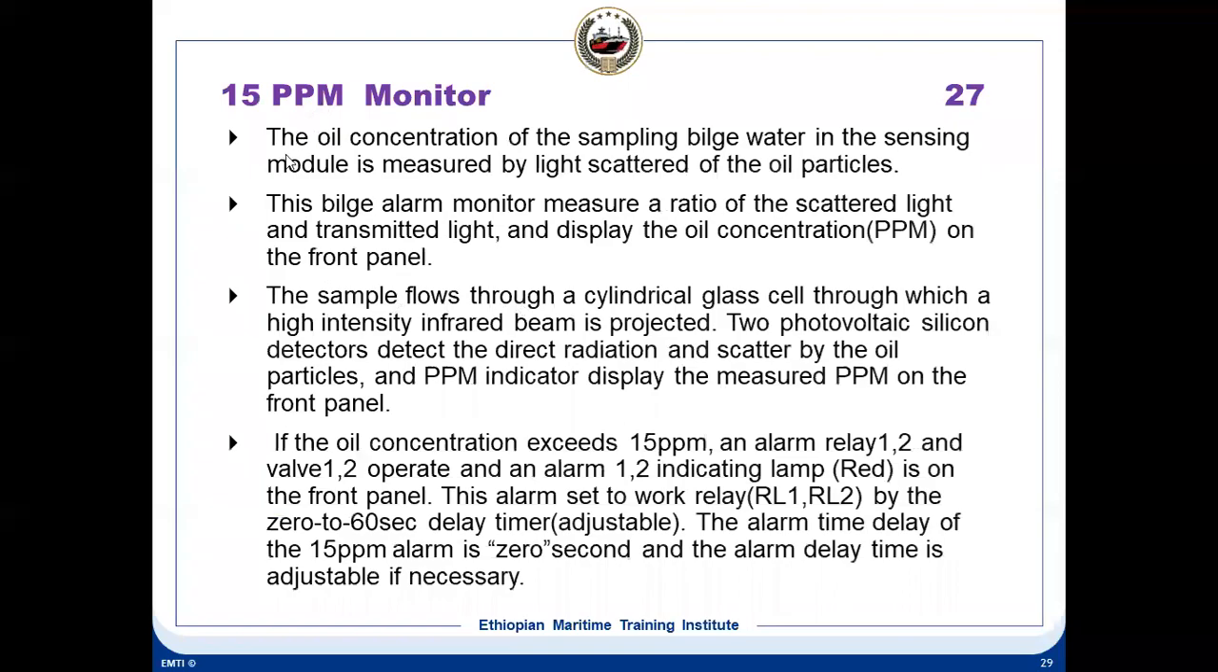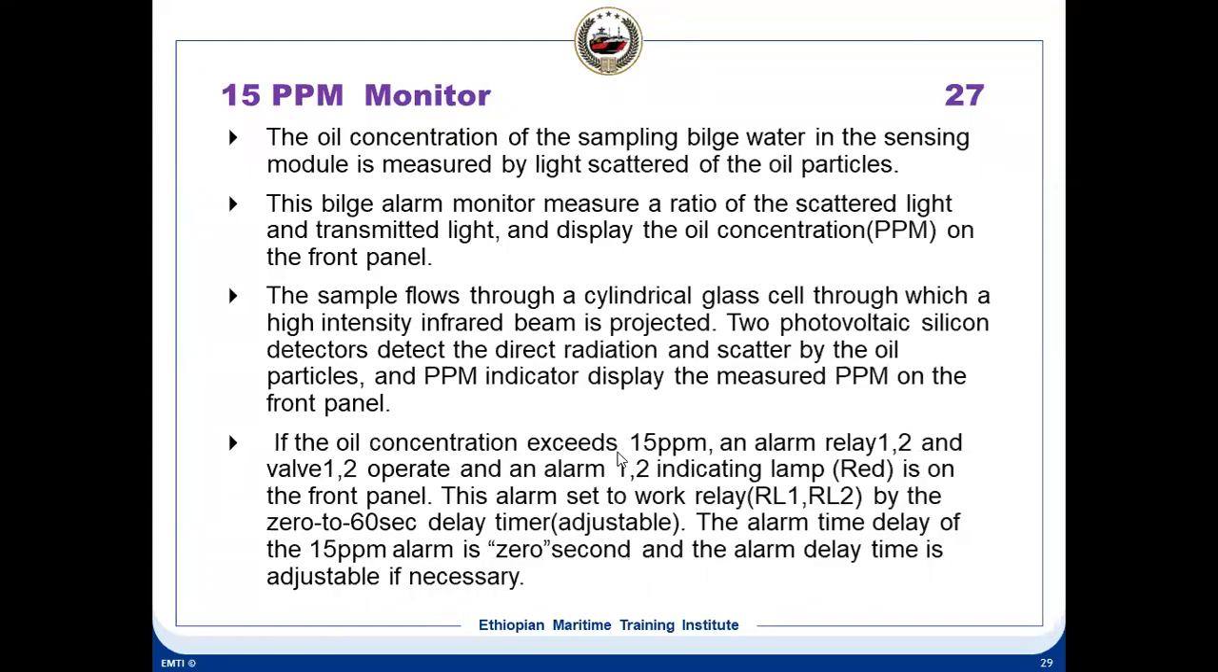This 15 ppm monitor, the oil concentration of the sampling bilge water in the sensing module is measured by light scattering of the oil particles. Okay, so 15 ppm monitor is light scattering technology. It measures the ratio of the scattered light and transmitted light and displays the oil concentration on the front panel. Sample flows through the cylinder glass cell through which a high intensity infrared beam is projected. So you have two photovoltaic detectors detect the direct radiation of the scatter by oil particles, and the ppm indicator displays the measured ppm on the front panel.